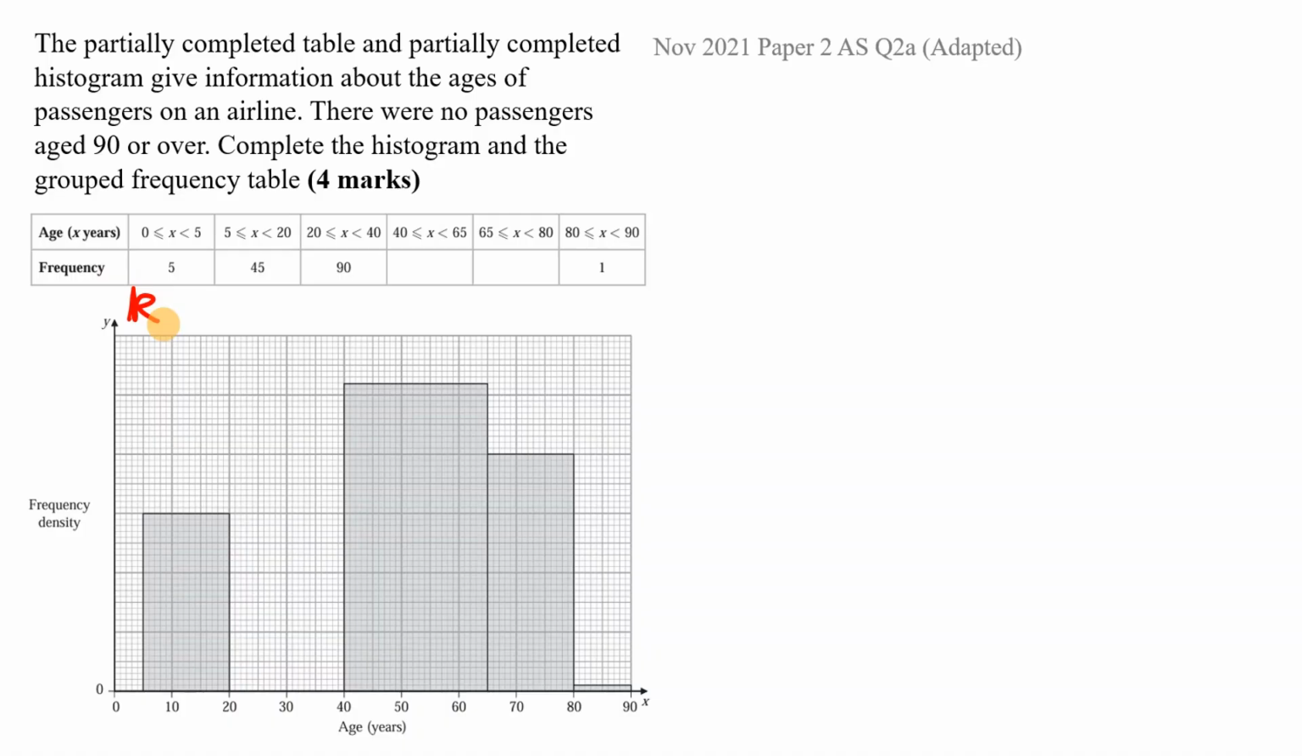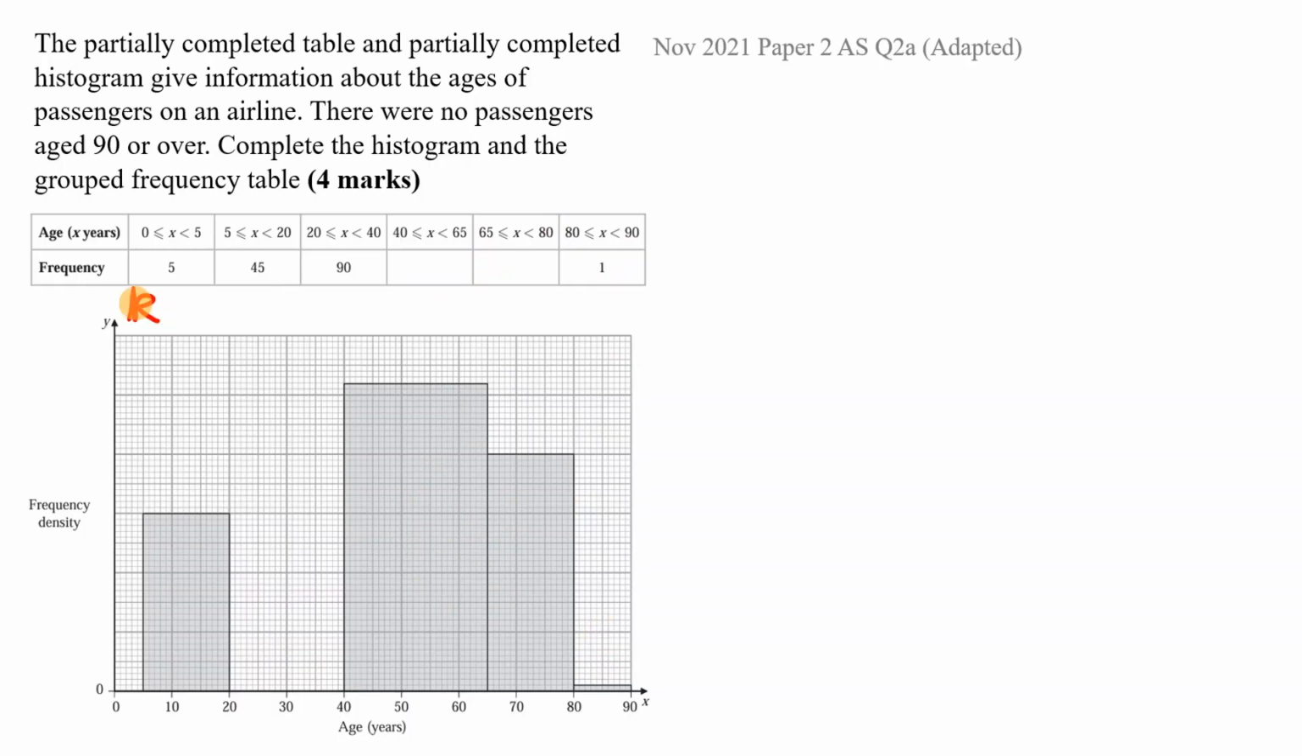Now, if we look at what we need to solve, between 0 and 5 we have the frequency, but we don't have the bar, so we need to find that. Between 5 and 20 we have the frequency and we have the bar. Between 20 and 40 we have the frequency, but we don't have the bar. And between 40 and 65 and 80 we don't have the frequencies, but we do have the bar. And for 80 and 90 we have both.